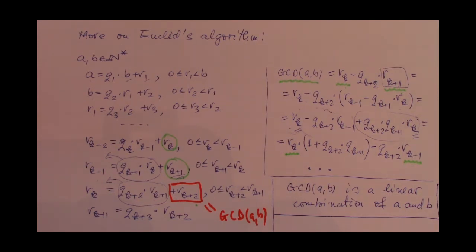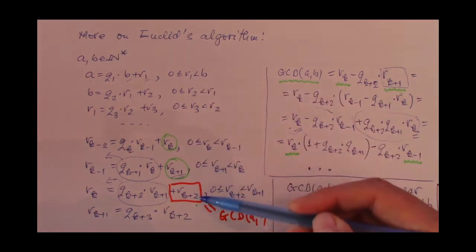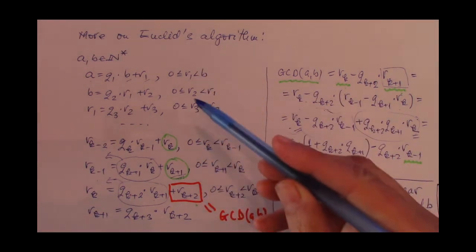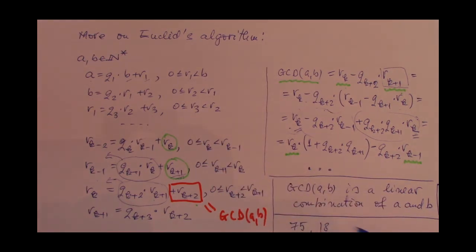Now, for the eager student, maybe take some numbers. I used 75 and 18 in a previous video. Take some numbers like 75 and 18, compute their GCD, and show how the GCD of 75 and 18 can be written as a linear combination of 75 and 18 using only this process. So write down Euclid's algorithm, then go back up the chain of these equalities and figure out how the GCD of 75 and 18 can be written as a linear combination of 75 and 18.